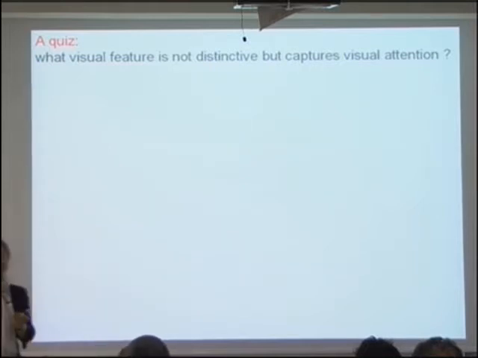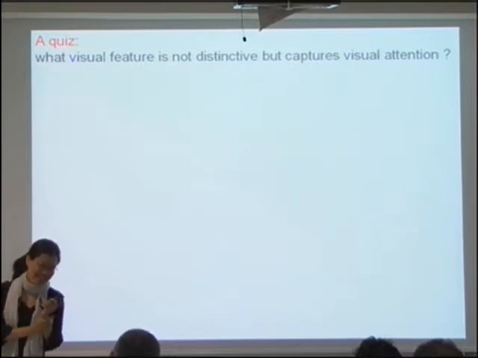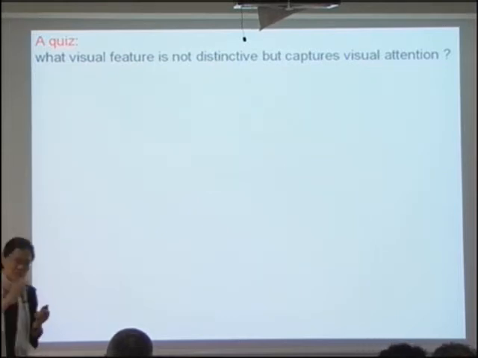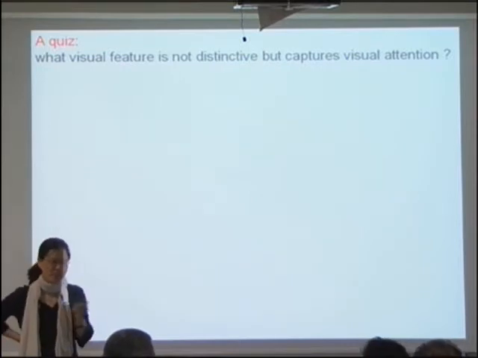And for those who already heard from me, you're not allowed to answer. Okay. Any guess? What is the V? The hint is I'm thinking about V1. Okay. What is V1 and what is non-distinctive grabs your eye? So what is it about V1?